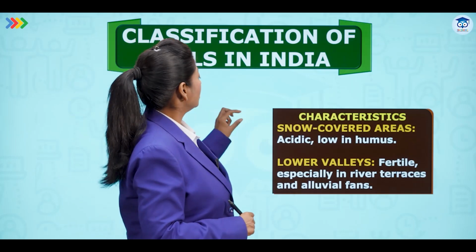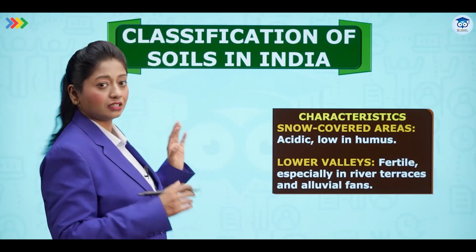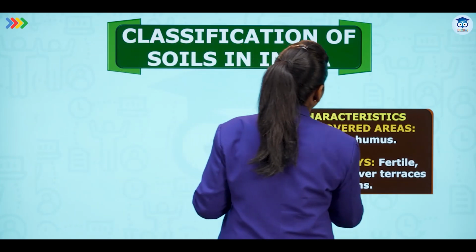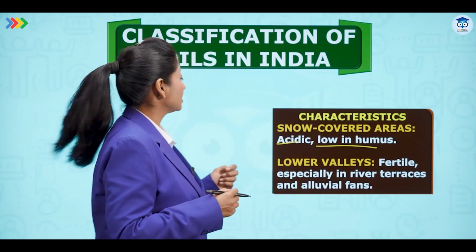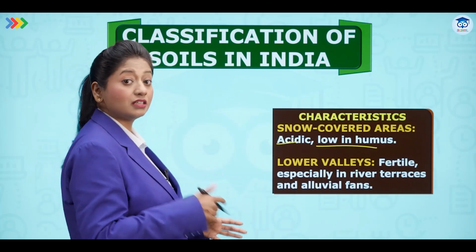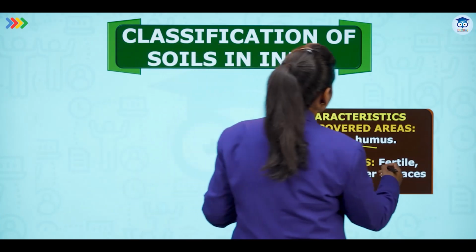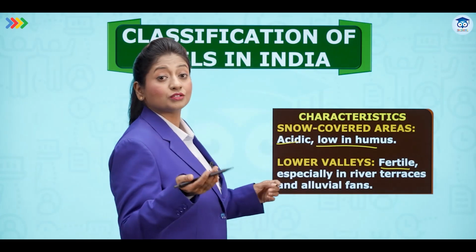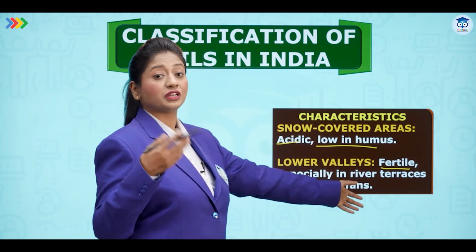Characteristics: if you see snow covered regions, some mountainous regions, there is acidic soil and low humus in that place. Lower valleys, if you see here, are more fertile, correct? That is why most of the people in ancient times settled near the valleys, so that they could use this fertile land for agriculture.